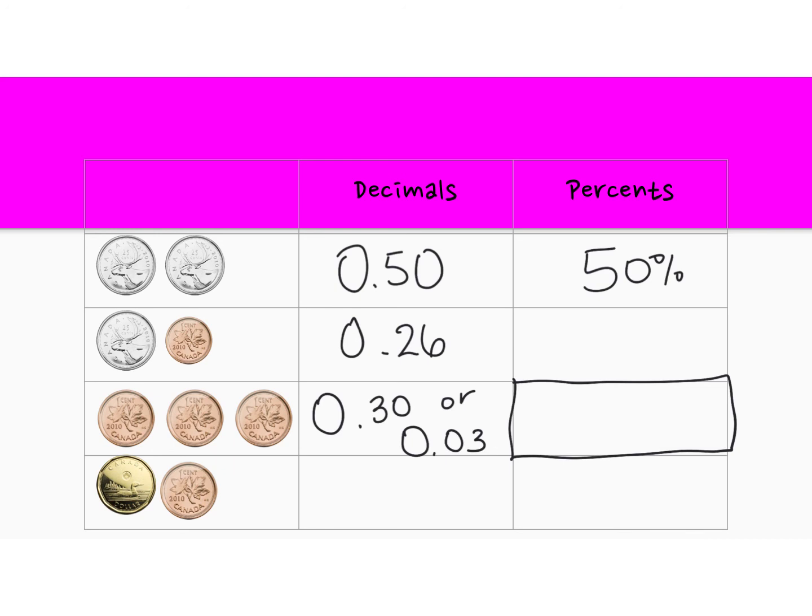Looking at the bottom one as well, it's $1.01. So as a decimal, how do we write that? And as a percentage, that one's a bit tricky there. It will be over 100%, right? Because we know $1 is 100%.